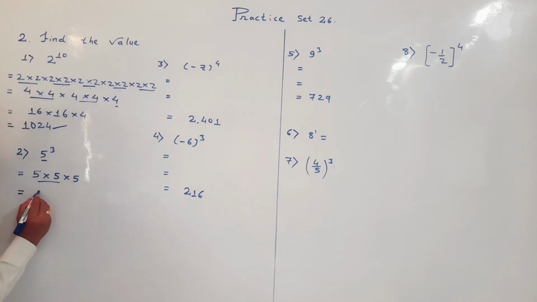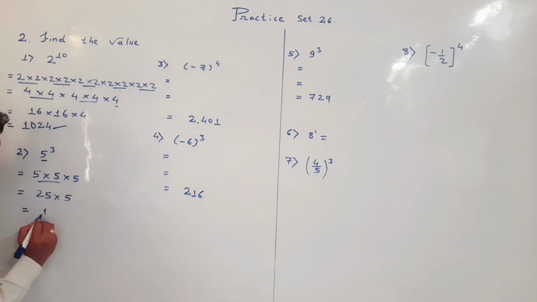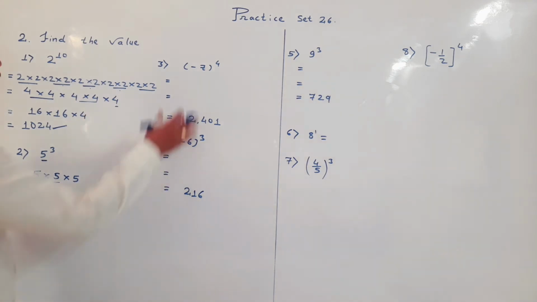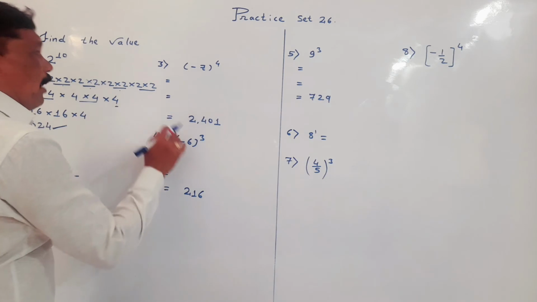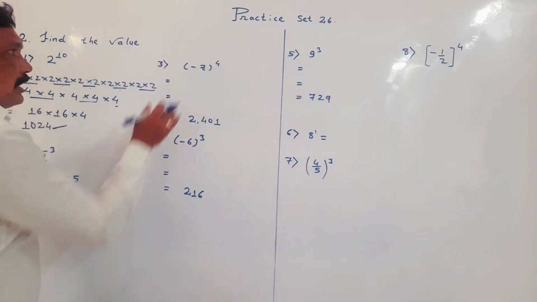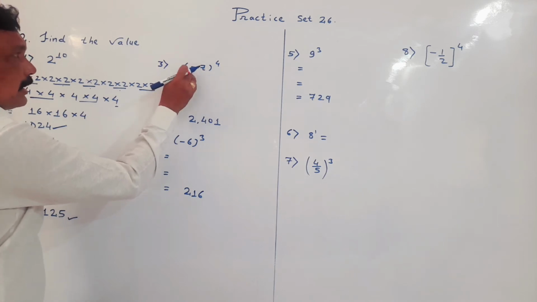5 5s are 25, 25 into 5 is equal to 125. My dear student, the value of 5 raised to 3 is 125. My dear student, here we have minus 7 raised to 4, and as the base is negative, we have used a bracket.